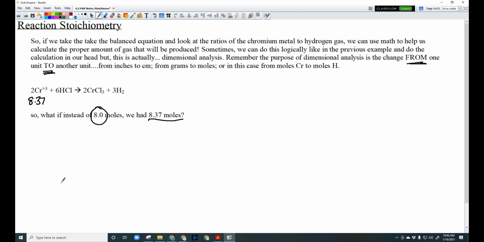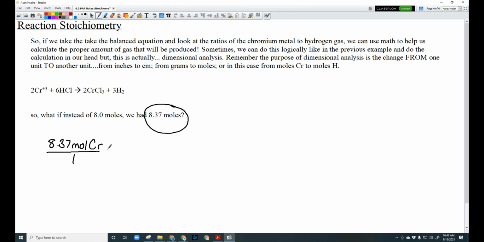But now we have 8.37 moles, and that's not going to be so easy because 2 doesn't go into 8.37 evenly. But we can use our concept of dimensional analysis to help us solve this problem. Remember the steps of dimensional analysis. If you do remember those steps, like I've asked you to remember, then this gets really, really easy. We're going to start off with our given, 8.37 moles of chromium metal over 1. Start off with your given over 1, and then it's just a matter of answering those questions.